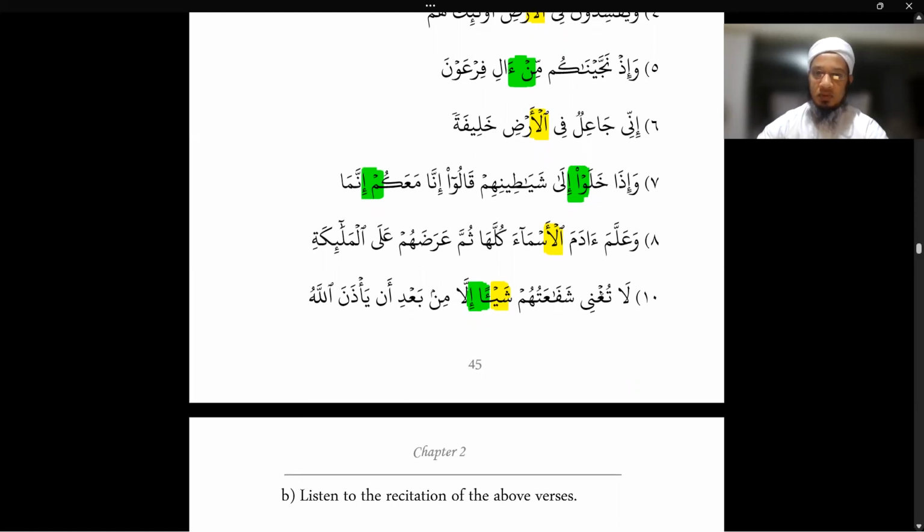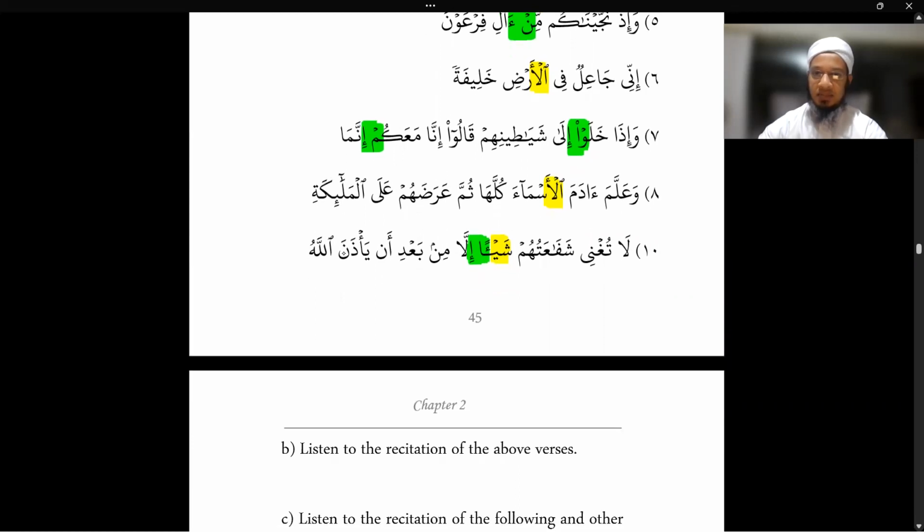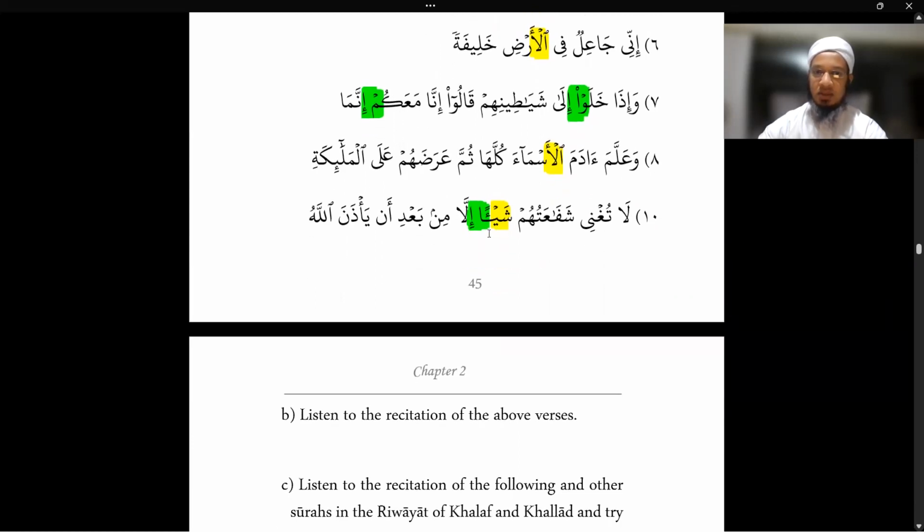So this was for both Khalaf and Khalad. And if you listen very carefully, there was a change here at the end as well. But you don't have to worry about that. We're listening for the sakta.